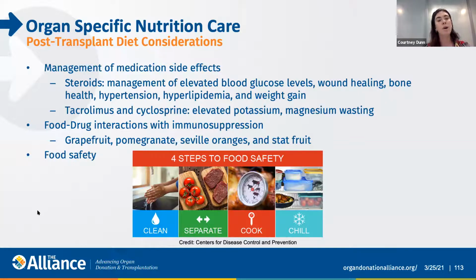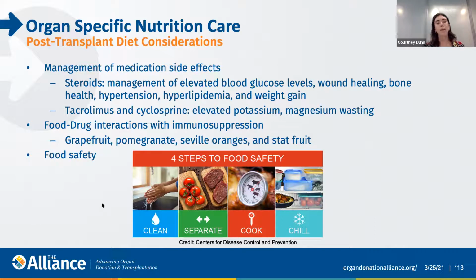Those patients could also experience electrolyte abnormalities, mainly from tacro and the cyclosporine. So for those patients on those medications, we could see that their potassium could become elevated or their magnesium could become low, from magnesium wasting. So we're constantly monitoring those lab values and educating patients on following either a potassium restriction or increasing magnesium containing foods in their diet.